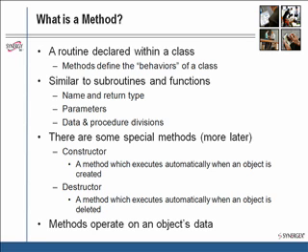Methods are called from somewhere. Most of the time they're explicitly called, but there are some cases where methods are implicitly called because some event took place. Some of the special methods that get called implicitly are the constructor, which is called when an object is created from a class, and a destructor, which is called when the object is deleted. Most importantly, methods can operate on the object's data.